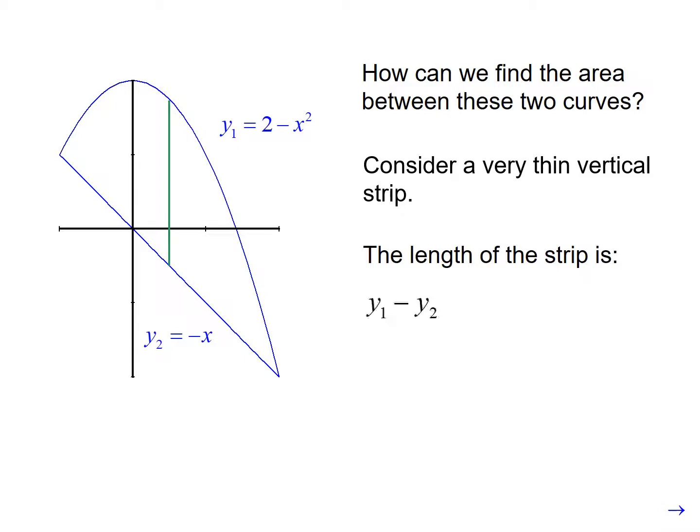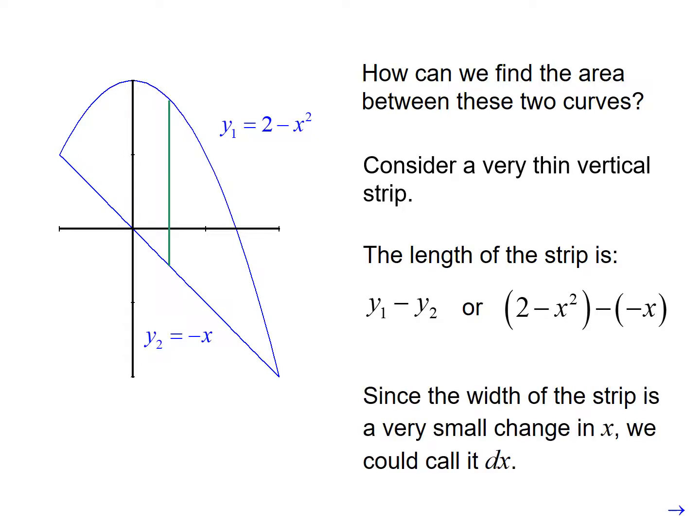If we think of one strip connecting those two curves, the length of that strip is the upper y value minus the lower y value, so y sub 1 minus y sub 2. But since y sub 1 is 2 minus x squared and y sub 2 is negative x, we can substitute. The width of those strips is in the x direction, so we call that dx.